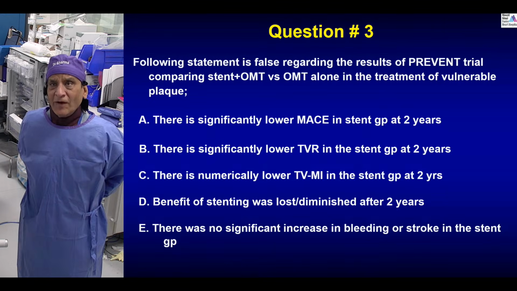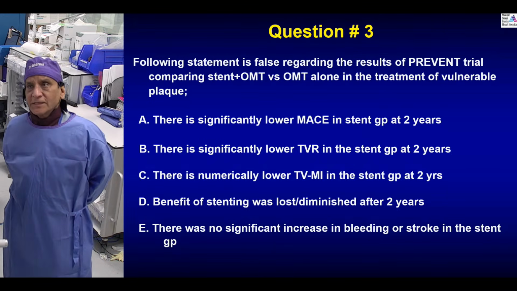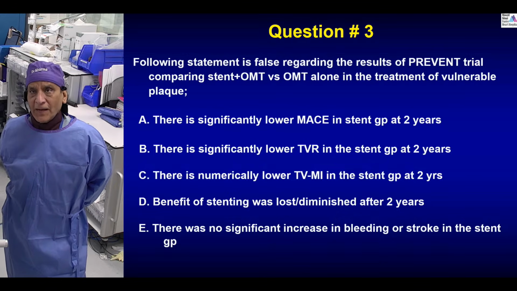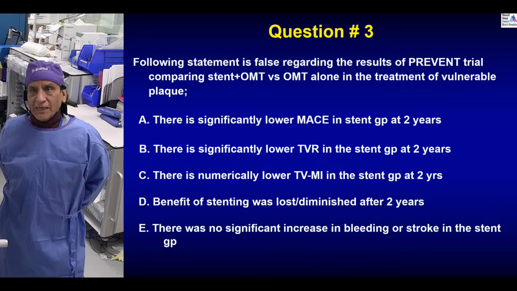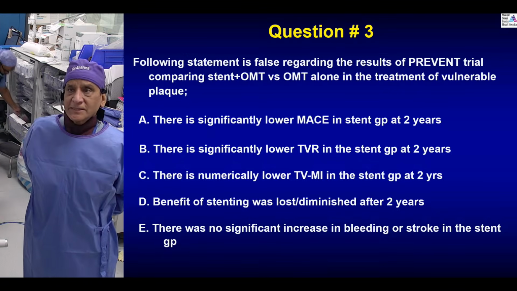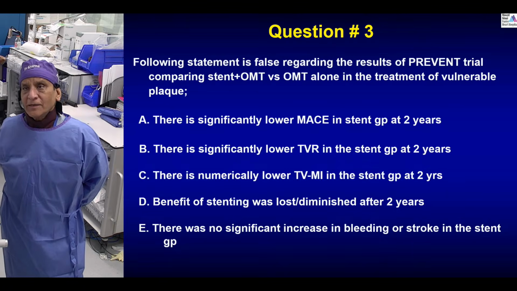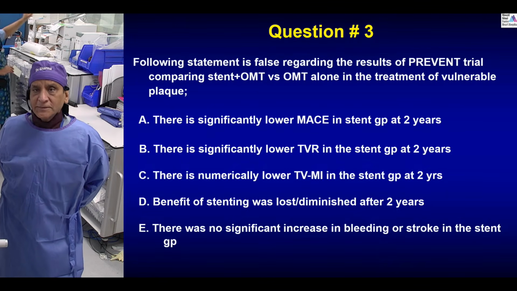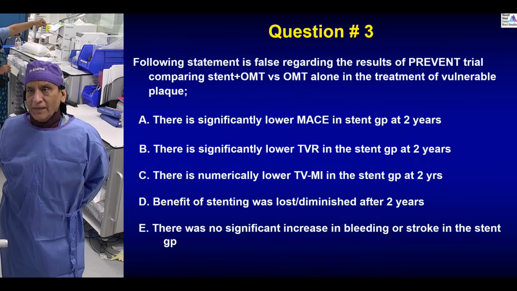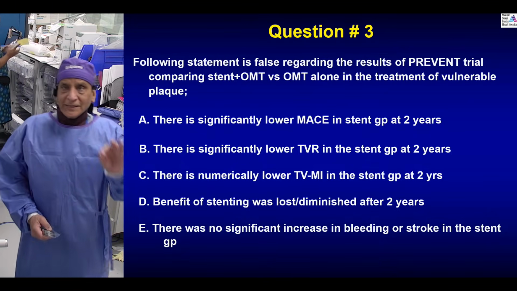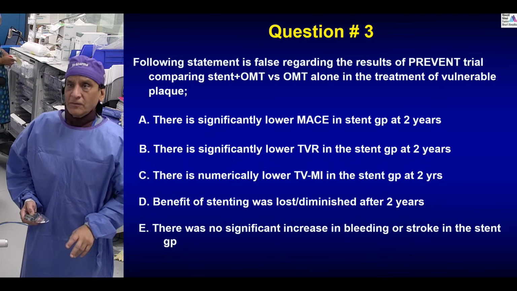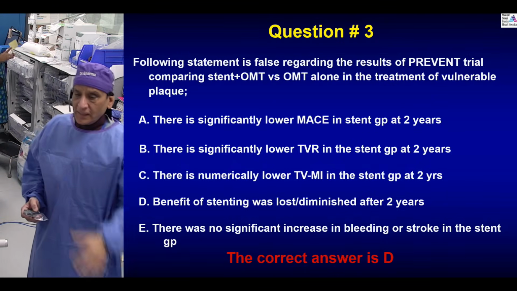Then the last one: the following statement is false regarding the results of the PREVENT trial comparing stent plus optimal medical therapy versus optimal medical therapy alone in the treatment of vulnerable plaque. There is significantly lower MACE in the stent group. There is significantly lower TVR in the stent group. There is numerically lower target vessel MI in the stent group. Benefit of stenting was lost or diminished after 2 years. There was no significant increase in bleeding or stroke in the stent group. Clearly, the wrong answer is D. Benefit of stenting was not lost after 2 years. It continues to separate till 7 years.